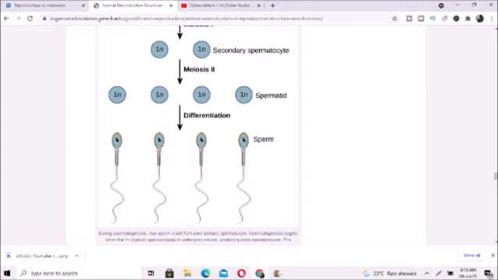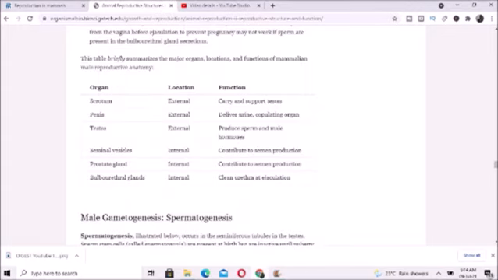Now, how do hormones control spermatogenesis? That means, how do hormones control the production of sperm? Just like in oogenesis, spermatogenesis is controlled by FSH and LH. Testosterone also plays a role in spermatogenesis.